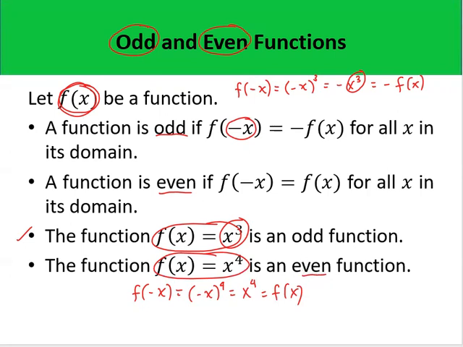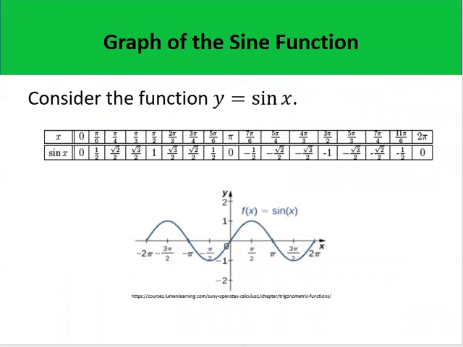Now let's proceed with the graph of the first trigonometric function, which is the sine function. Let's consider the function y is equal to sine x. Using values of x from 0 up to 2 pi, substituting them into this function will give us the following y values. Sine of 0 is 0. Sine of pi over 6 is 1 half. Sine of pi over 4 is square root of 2 over 2, and so on and so forth.